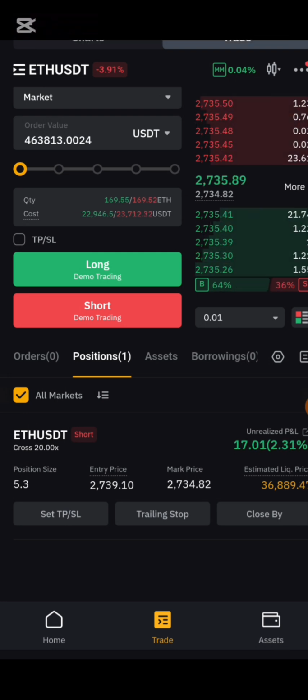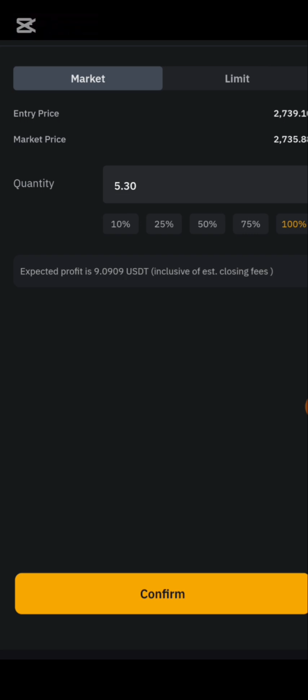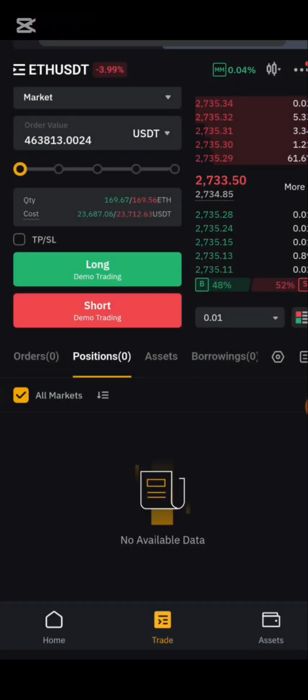We'll go check the next one. I'm closing it entirely. At least we'll make some profit here. Don't wait for it to cut your money, okay? I'll close it 100%. The trade is closed, okay?